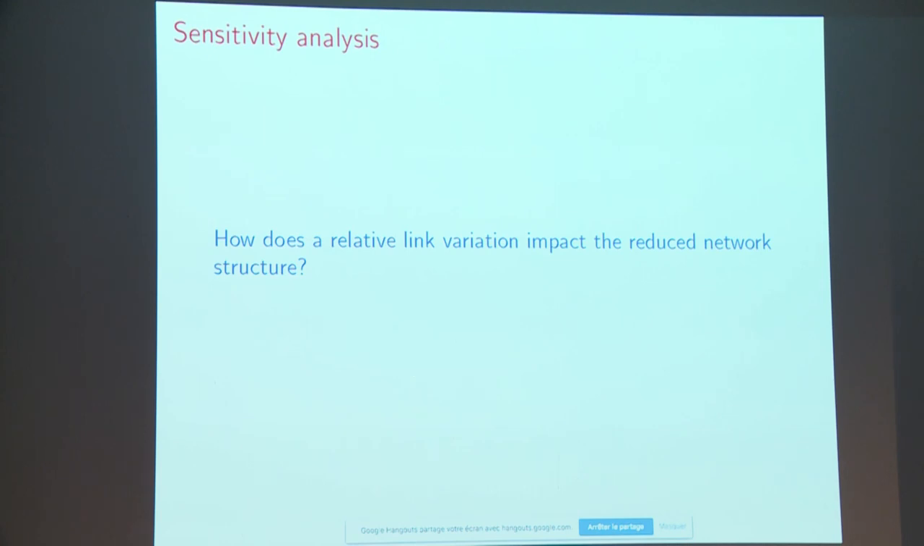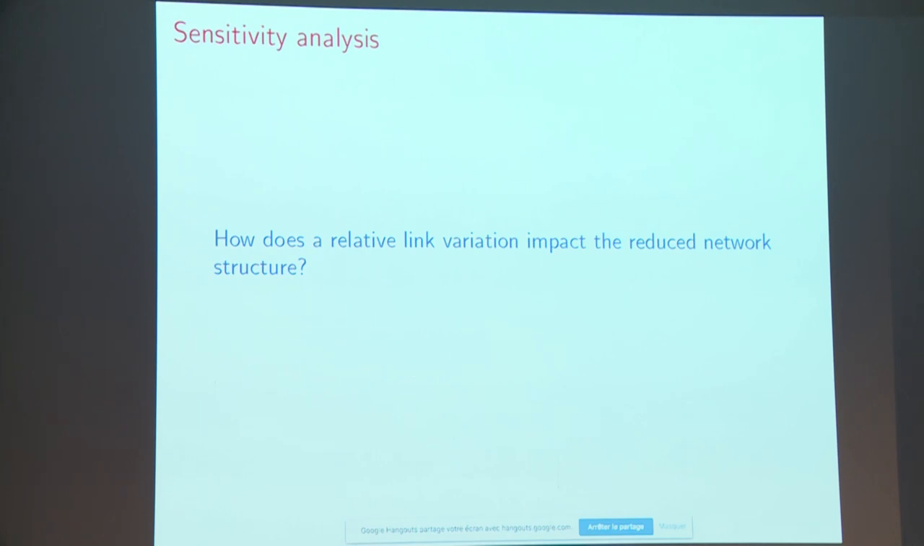So the next part is mostly related to the following. Now that I have identified my subset of nodes, my network, I'm able to picture it and to capture the direct and indirect interactions. I would like to know how a relative link variation will impact the reduced network structure. What happens if an interaction grows stronger in the network? And what are the nodes that are going to suffer from it? And what are the interactions that will develop based on this change?